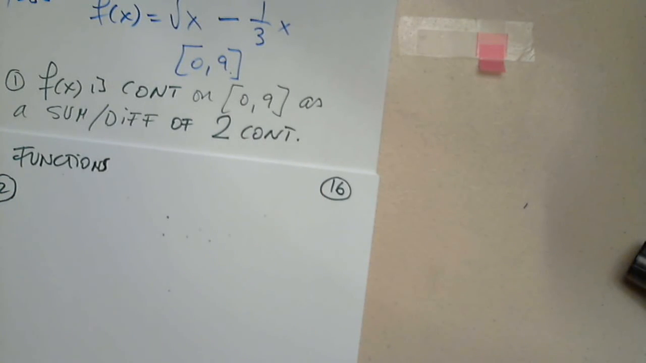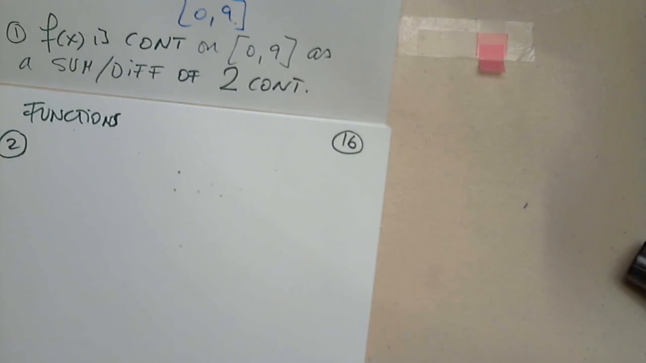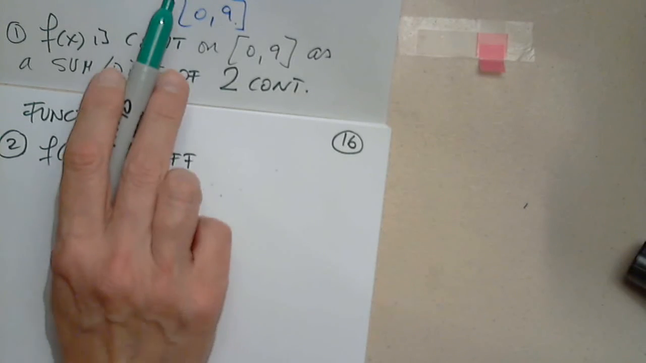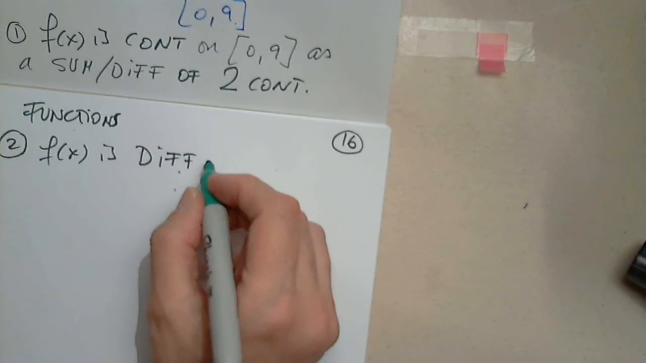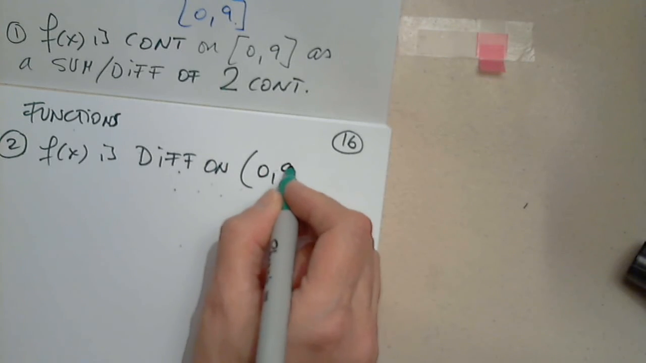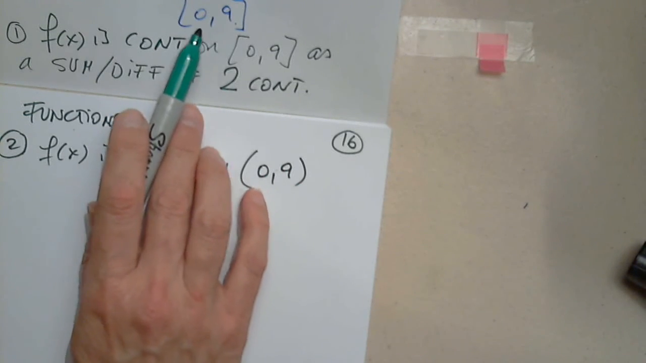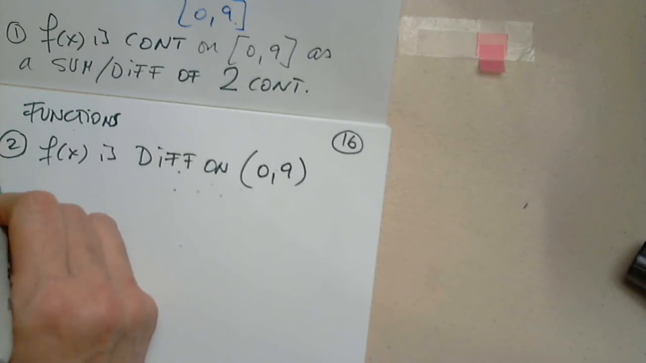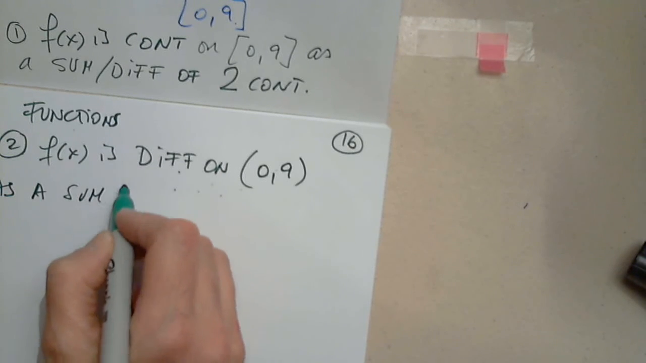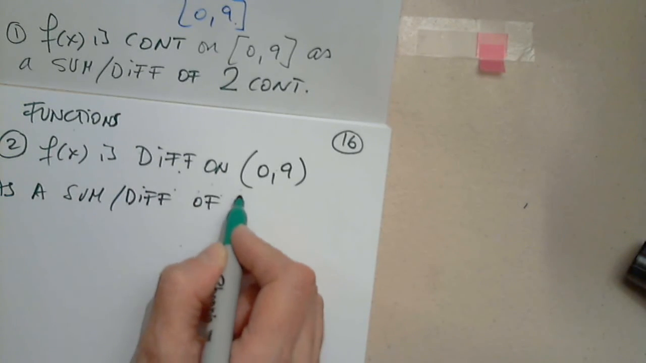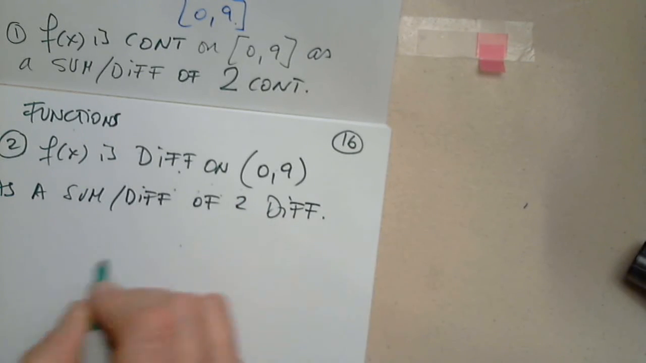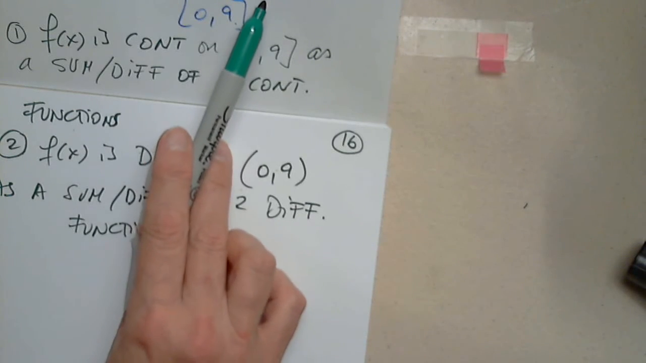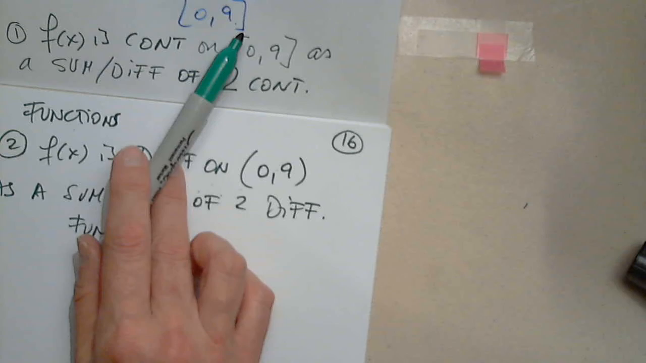Number 2, f of x is differentiable. Careful, because we know this is not differentiable at 0. But Rolle's theorem does not require the function to be differentiable at the endpoint. For the same reason, as a sum or difference of two differentiable functions on the interval, for sure. This is always differentiable between 0 and 9.